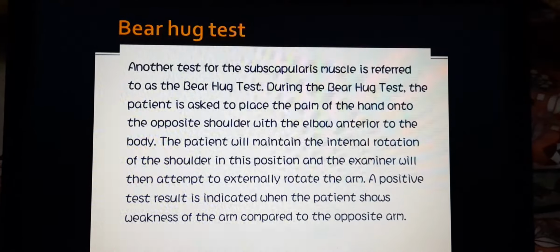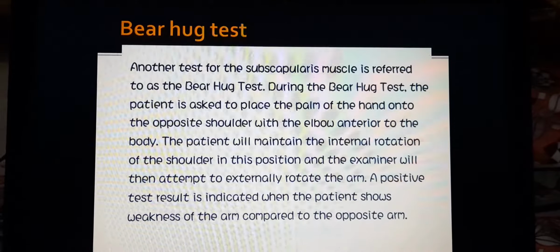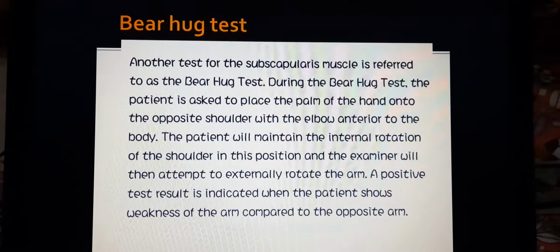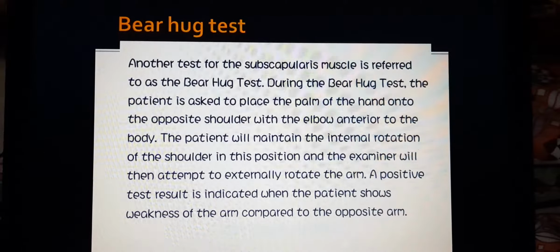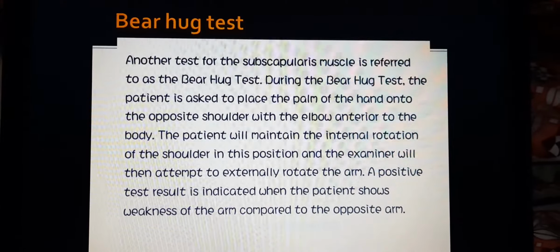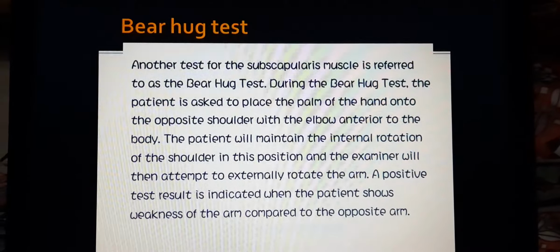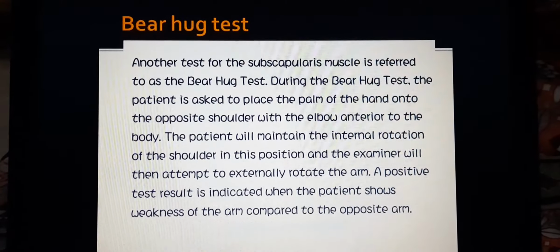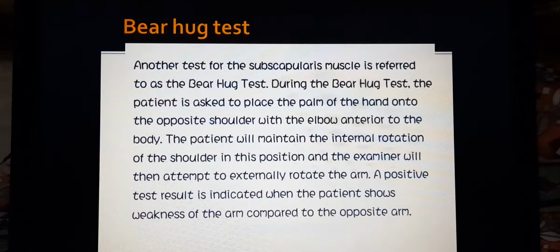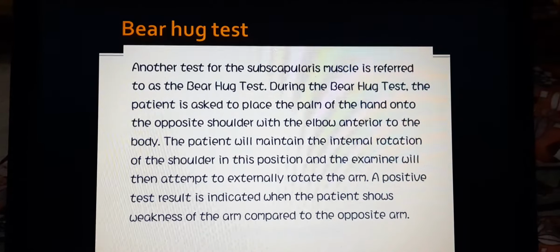Bear hug test. Another test for the subscapularis muscle is referred to as the bear hug test. During the bear hug test, the patient is asked to place the palm of the hand onto the opposite shoulder with the elbow anterior to the body. The patient will maintain the internal rotation of the shoulder in this position and the examiner will then attempt to externally rotate the arm. A positive test result is indicated when the patient shows weakness of the arm compared to the opposite arm.